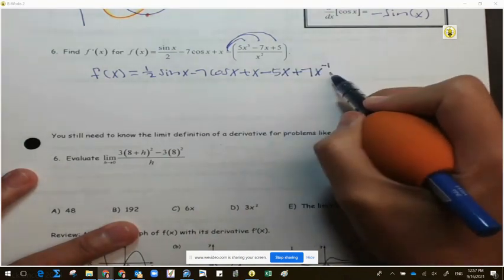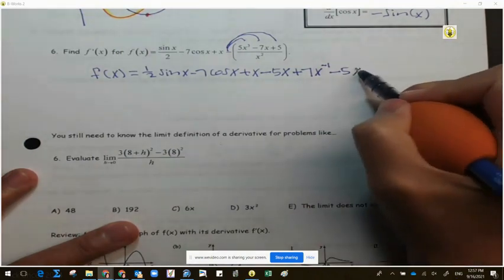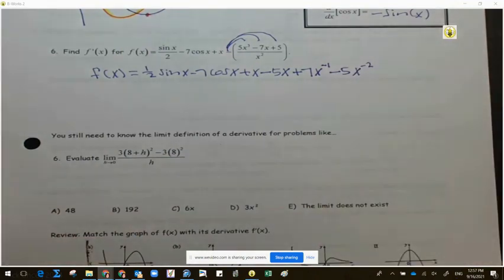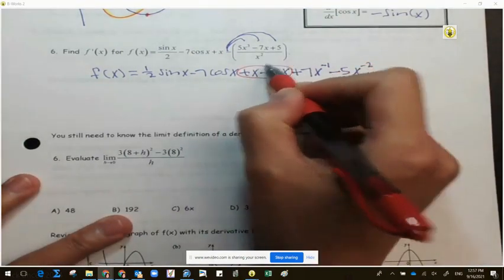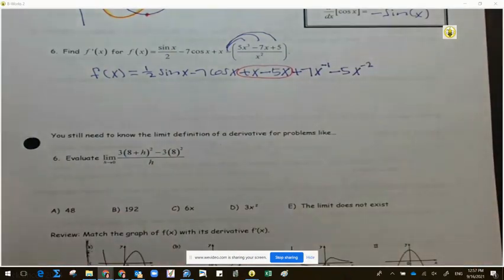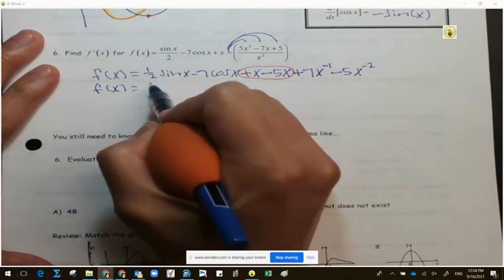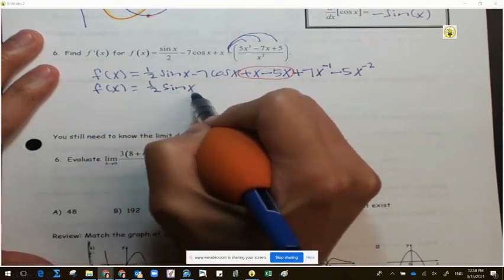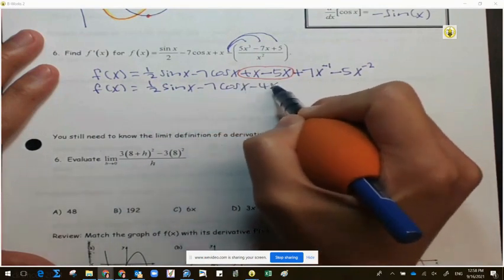Distribute the negative x again, so minus 5. This one is completely bottom heavy. I know I need to bring that up with a negative 2. At this point, the only ones we can combine like terms are these two. So let's copy everybody as it is, but combine those two. Should get minus 4x.